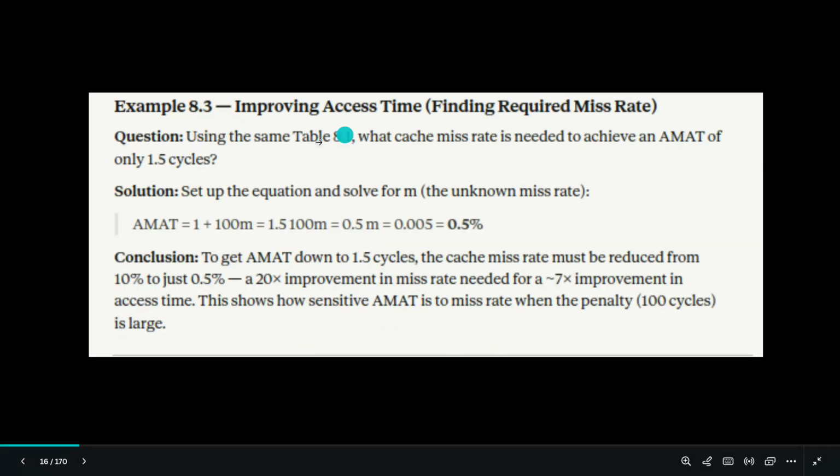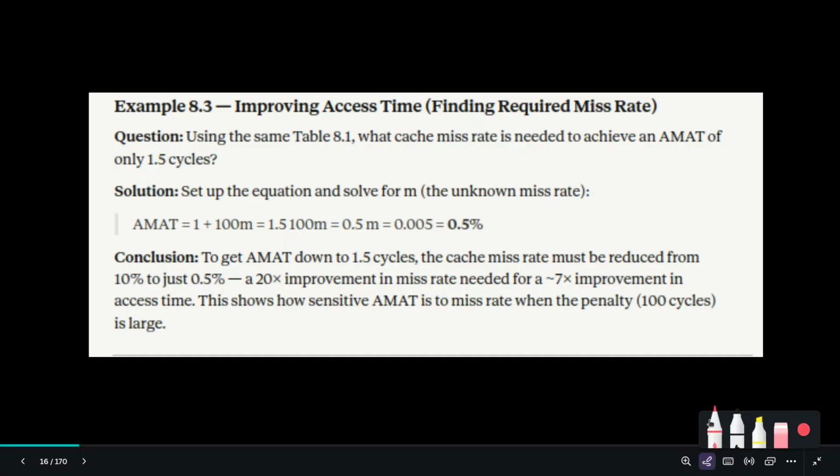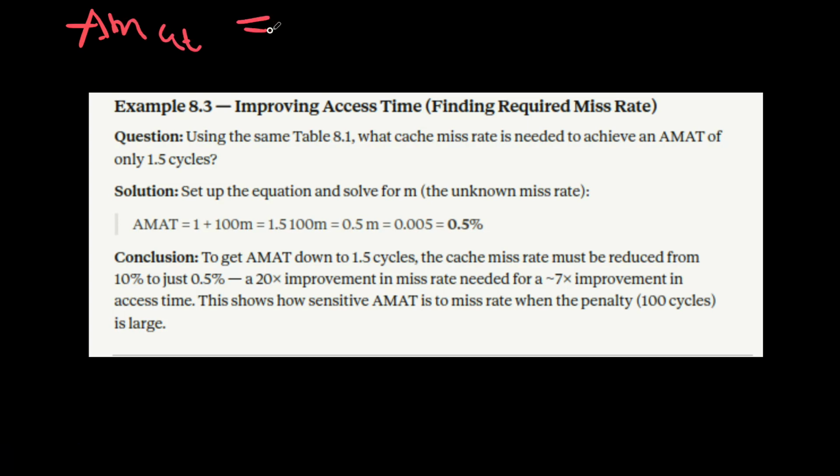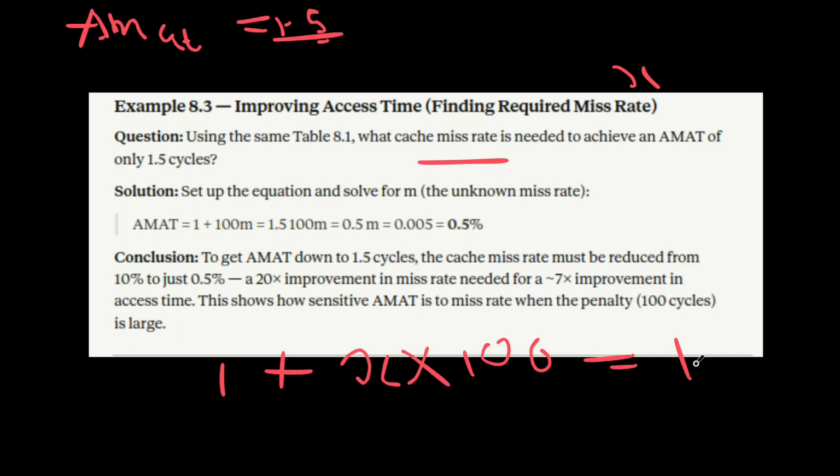Fine. Now let's see, in this table, what cache miss rate is needed to achieve an average memory access time of 1.5 cycles. That means I need AMAT to be 1.5. So what cache miss rate, x, do I want to calculate. Let's say the time to access from the cache is 1, then the miss rate is x, which we have to calculate, x into the time to access from main memory, 100. So that, if you do it, I need to get 1.5.